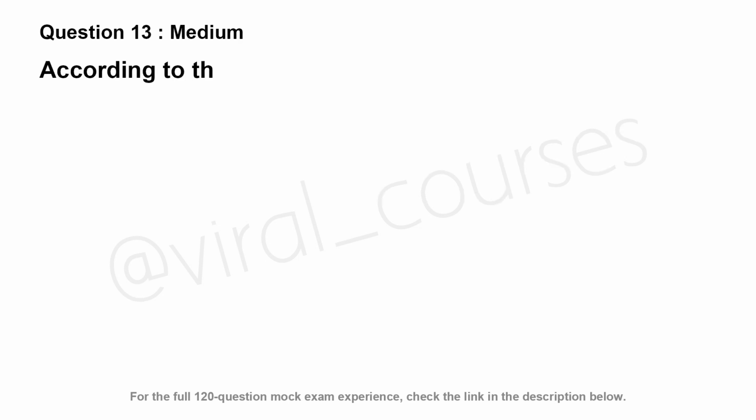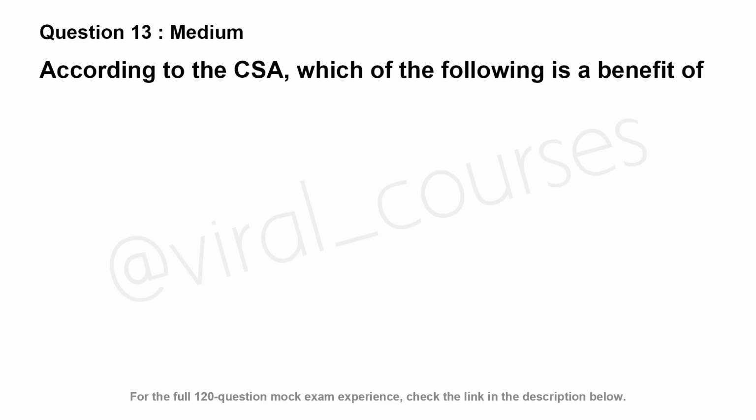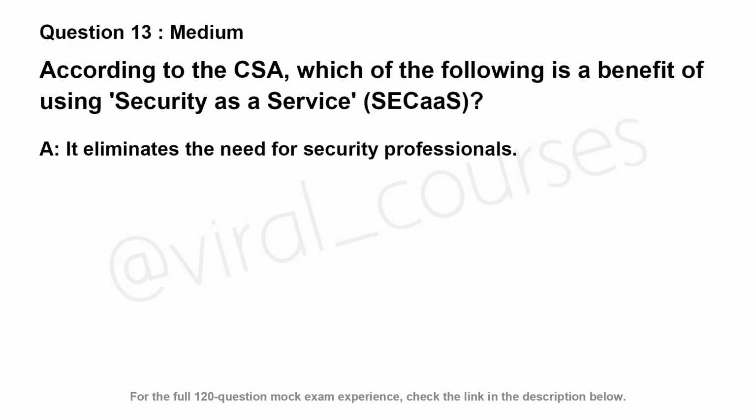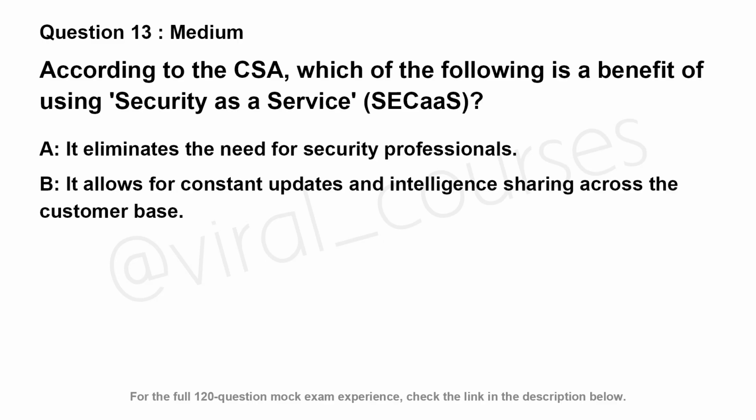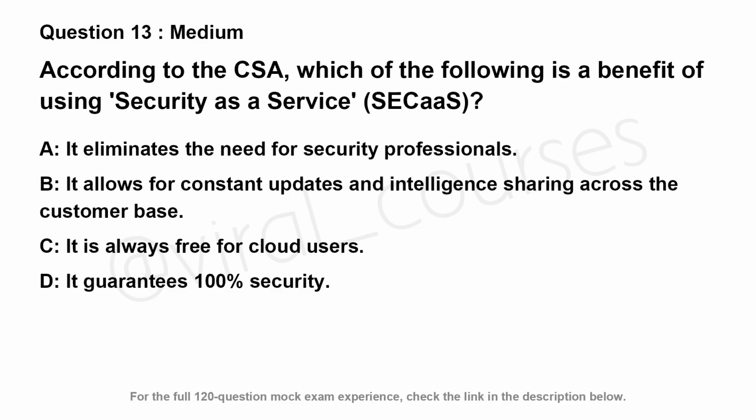According to the CSA, which of the following is a benefit of using security as a service, SECaaS? Option A. It eliminates the need for security professionals. Option B. It allows for constant updates and intelligence sharing across the customer base. Option C. It is always free for cloud users. Option D. It guarantees 100% security.